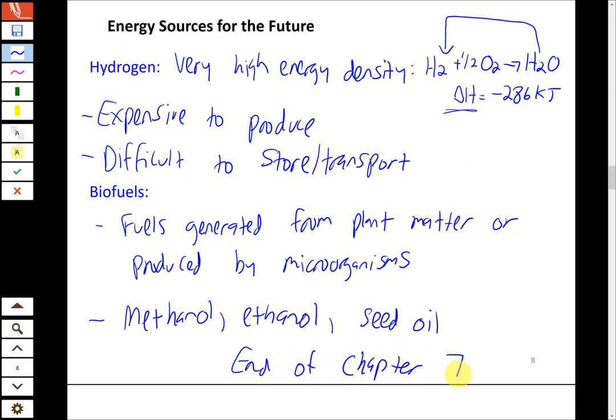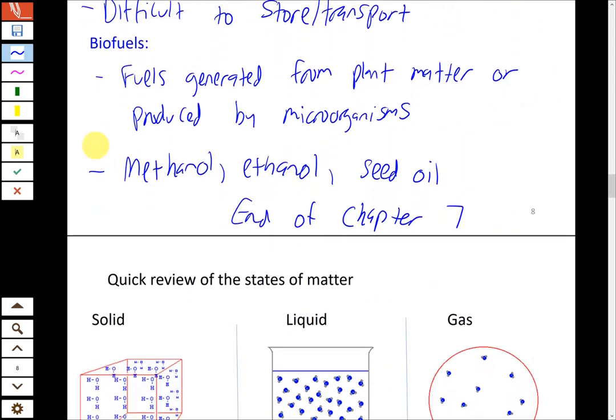All this stuff will be on the third exam, but in terms of how the homework assignments are organized, this is the end of chapter 7. Now we're going to start with chapter 8 here. Okay, if you're following along at home.